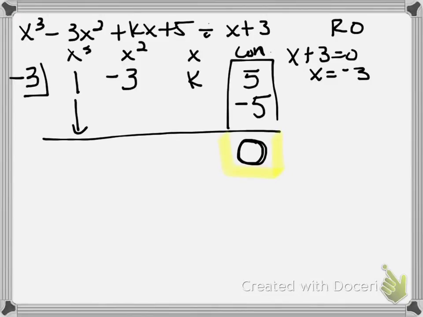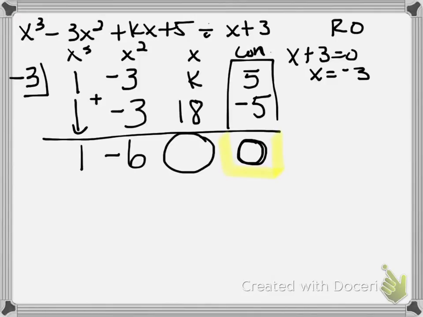So now what I have to do is start working forwards. I'm going to bring down my 1. Negative 3 times 1 is negative 3. I have to add them together to get negative 6. Negative 3 times negative 6 is 18. Okay? So what I know here is that k plus 18 gives me whatever number is in this slot.